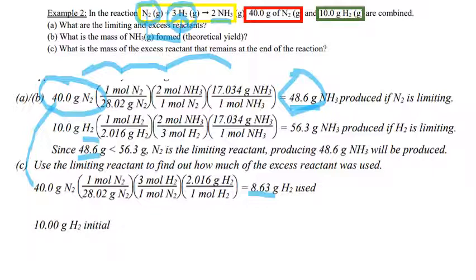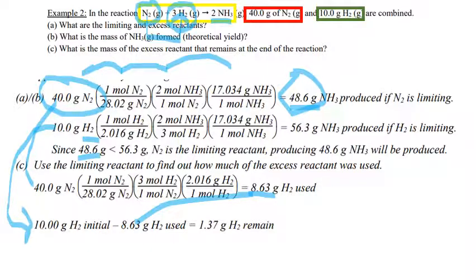Now, again, I started with 10 right here, so that's where that 10 came from. If I started with 10, then I would just take this amount right here and subtract it. 10 minus 8.63, and I'm left with 1.37 grams. That's called my excess. How much is left over? Because remember, I used all 40 grams of nitrogen. I didn't quite use all 10 grams of hydrogen, right?